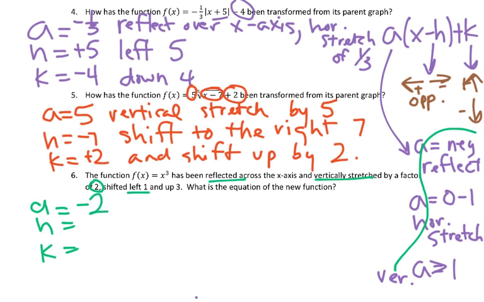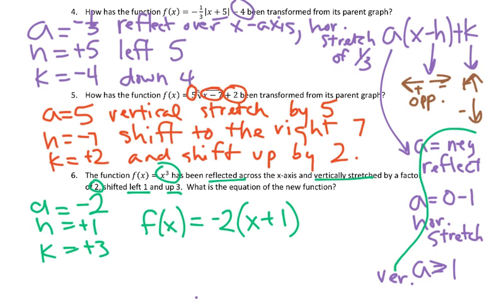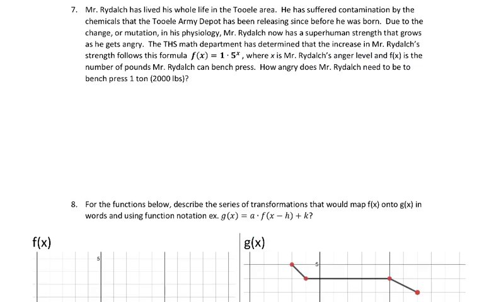Then shifted left 1, so left would be a plus 1, and up 3 would be a plus 3, and it's a cubic. So I go f of x equals a, parentheses, x plus h in this case, right, minus h, and then cubed, and then we're going to go plus 3. Make sure you get that function aspect of it in as well. And there we go with those ones. Okay, so first 6 problems down already.